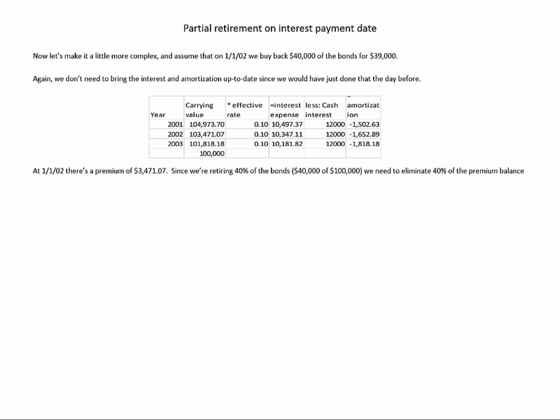Since we're retiring 40% of the bonds, that means that 40% of that premium has to be eliminated. So we go ahead and get rid of the bonds payable. Again, step 1 is not applicable. We don't have to bring interest and amortization up to date, so we jump to step 2.